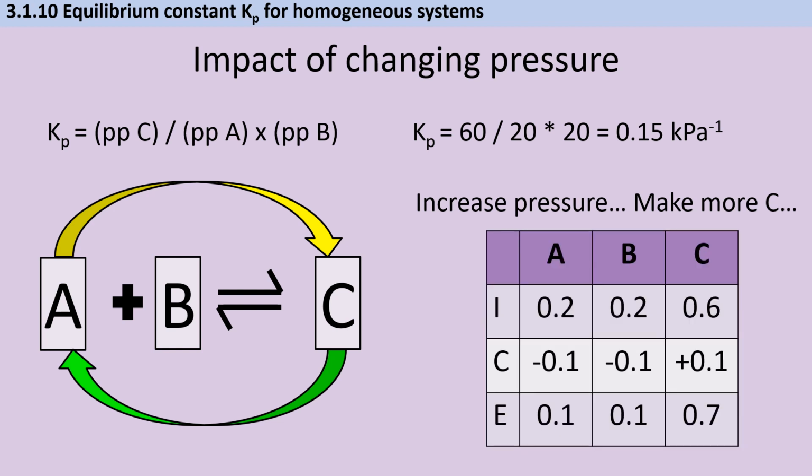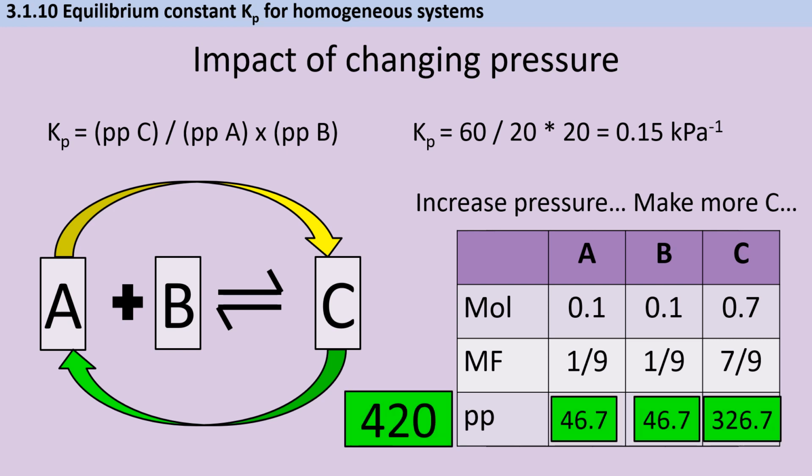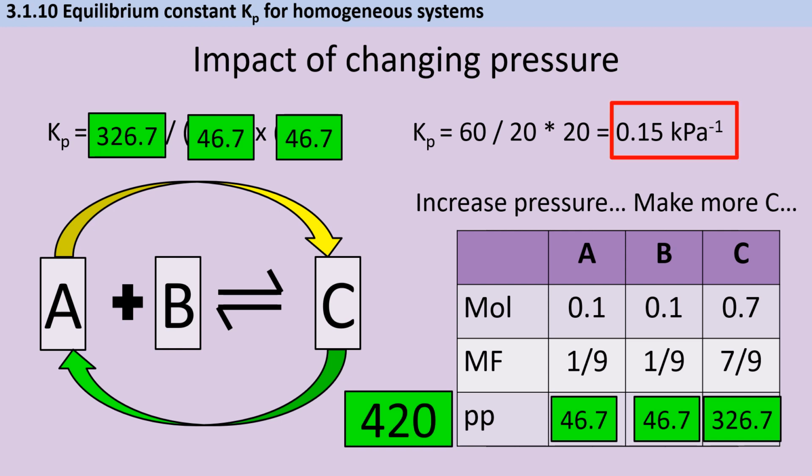So if the pressure change leads us to having 0.1, 0.1 and 0.7 moles of each of our chemicals, and our new pressure is 420 kilopascals, then when I use the new partials, I get a new value for Kp that is still 0.15 kilopascals to the -1. So you don't really need to be able to prove this, but you do need to know that changing the pressure, although it changes the position of equilibrium and the yield of C, it doesn't change the value of Kp.